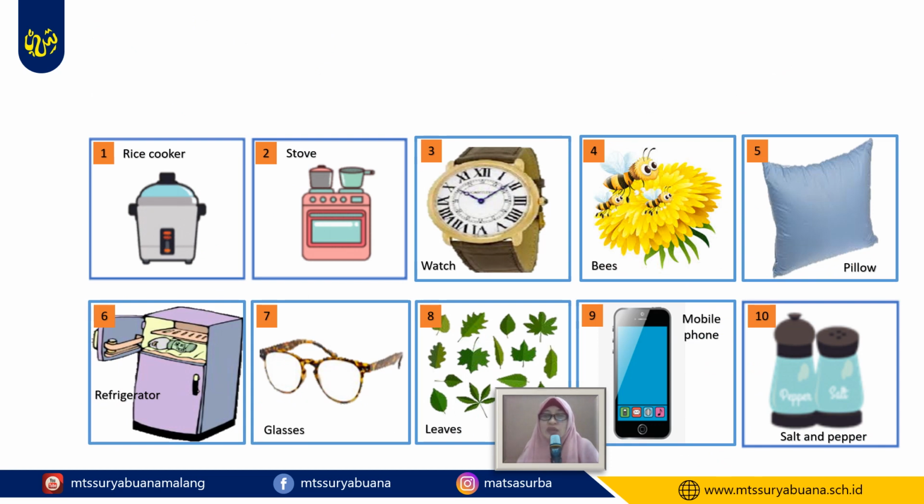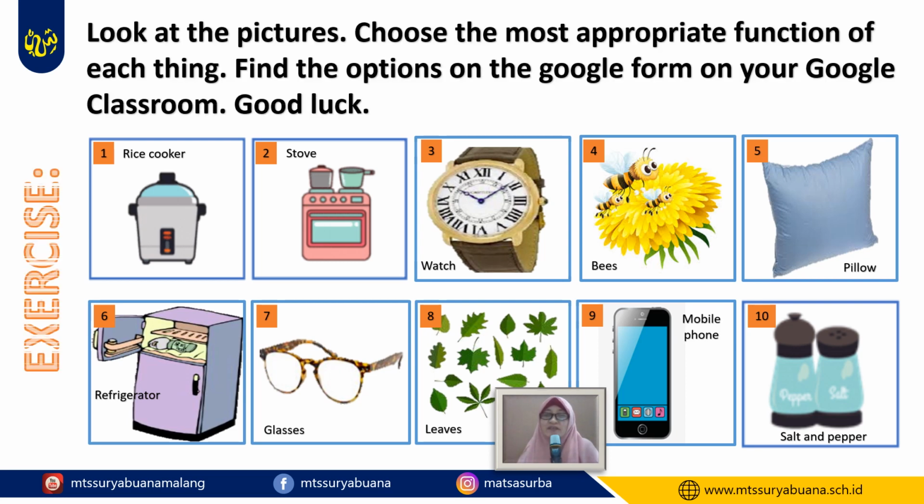Well, I guess we have discussed how to ask and answer information about functions of things or animals clearly. And now it's time to have an exercise. Please look at these pictures. Choose the most appropriate function of each thing here. Find the options on the Google form on your Google Classroom. Okay, good luck. I will read the things one by one.